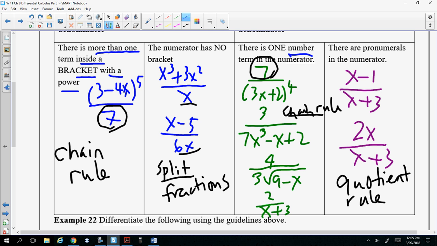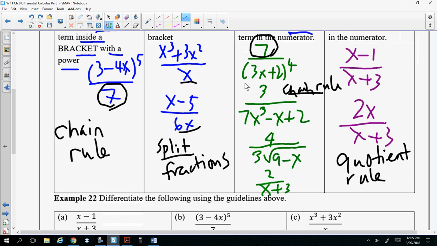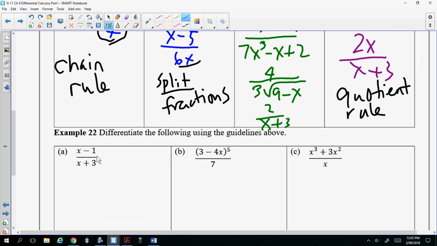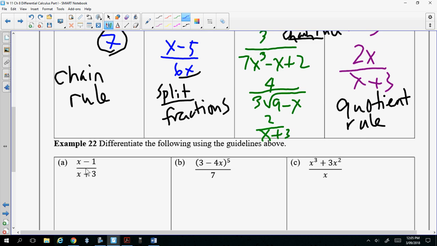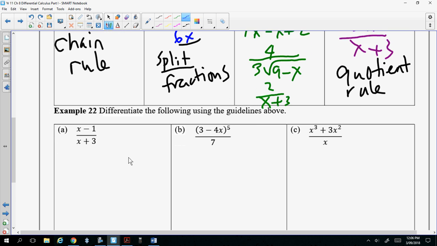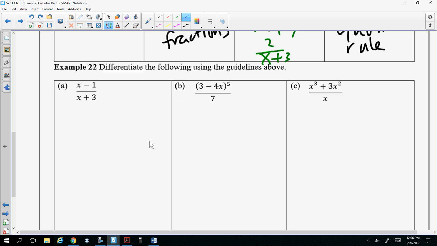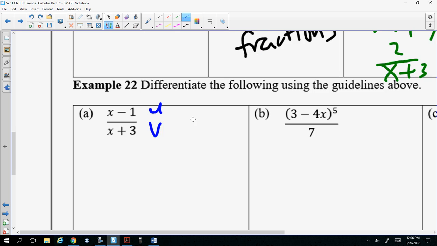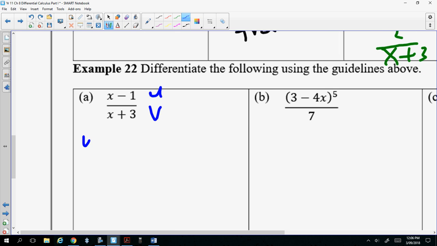Okay. Let's look at the first question. Maybe someone could tell me, which rule do I use? It has got 2 terms in the denominator and a polynomial in the numerator. What do you do? Quotient rule. Okay, let's use quotient. So write u and v and use that rule. Write u equal to x minus 1, v equal to x plus 3, like that. u dash equal to 1, v dash equal to 1.